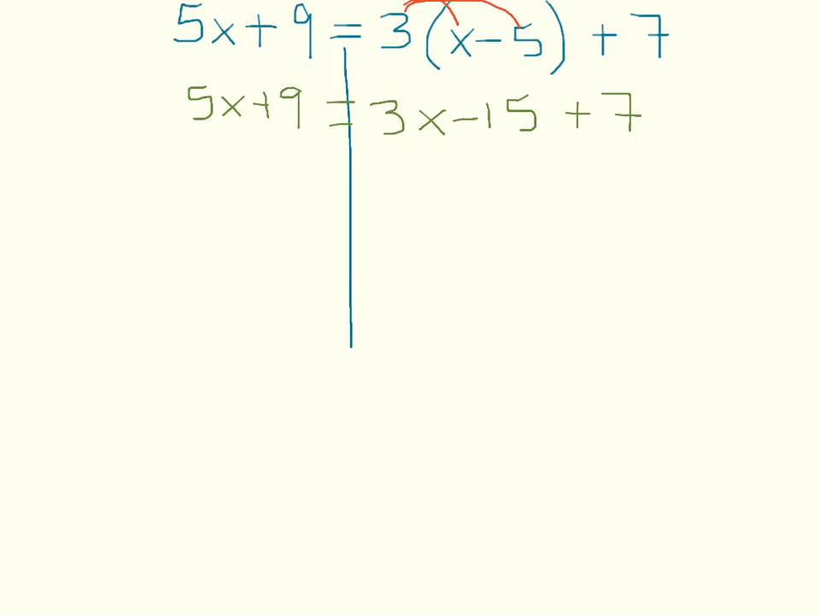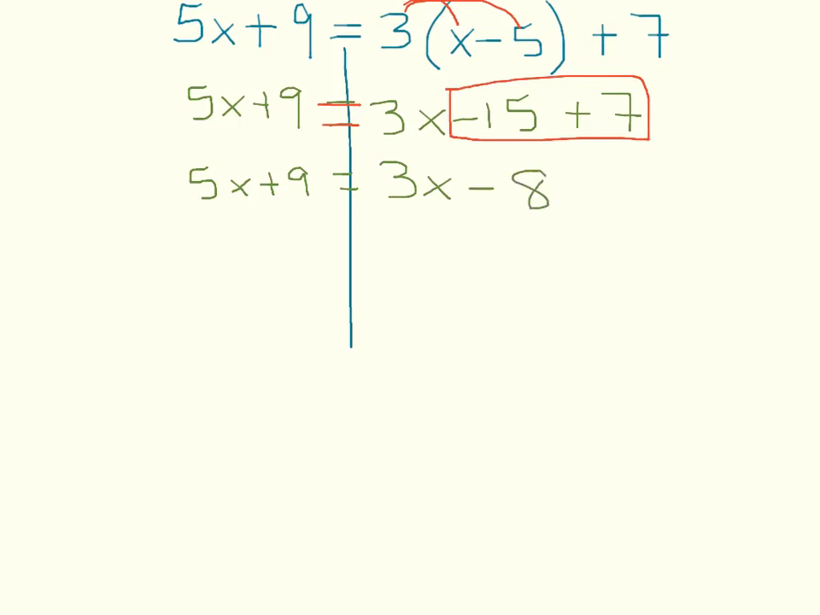After you distribute, combine like terms that are on the same side of the equal sign, and in this case, we have negative 15 plus 7. So on the left, we still have 5x plus 9 equals 3x. Negative 15 plus 7 is negative 8. Now we have variables on both sides. We have to get them onto one side. So let's move the 3x over to the left by subtracting 3x on both sides.